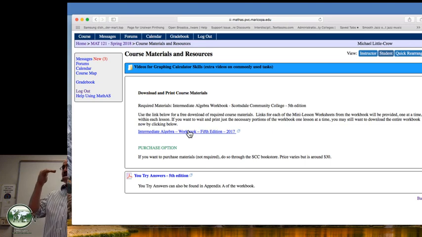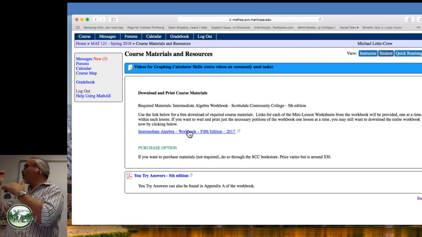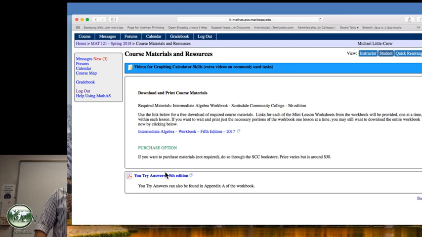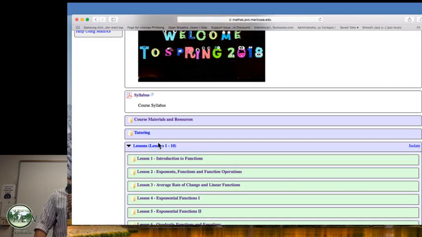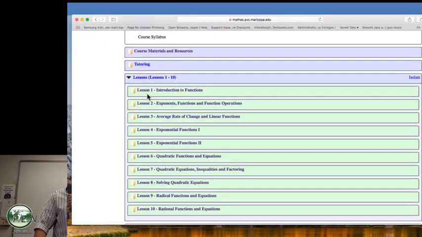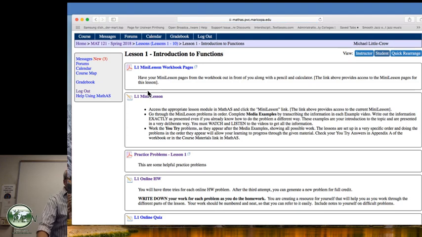Or also, as you go through each of the lessons, the part of the book that you need will be available just in that lesson. That's the way I do it, rather than having a big old file with a lot of pages. What you'll do basically is go through these 10 lessons, and each of the lessons flows pretty much the same. In lesson one, you'll see at the top there's a mini lesson, we call them mini lessons. There's the workbook pages.